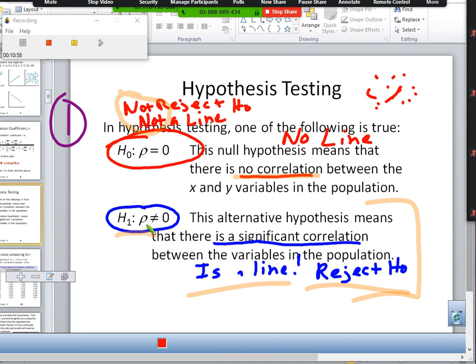H1 is saying that rho is a line. It's close to 1 or -1. So in other words, if we reject H naught and say that H1 is correct, then it is a line. Rejecting H naught says it is a line. So make sure you really wrap your head around that. I'll give you a second to stare at that and make sure you get that down straight. Write notes that you need to, because it's important.